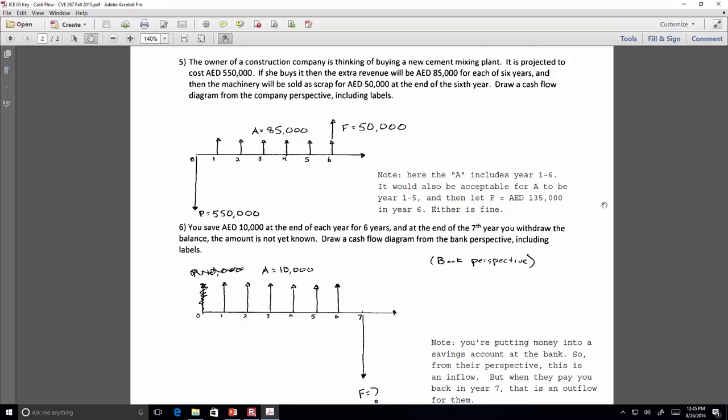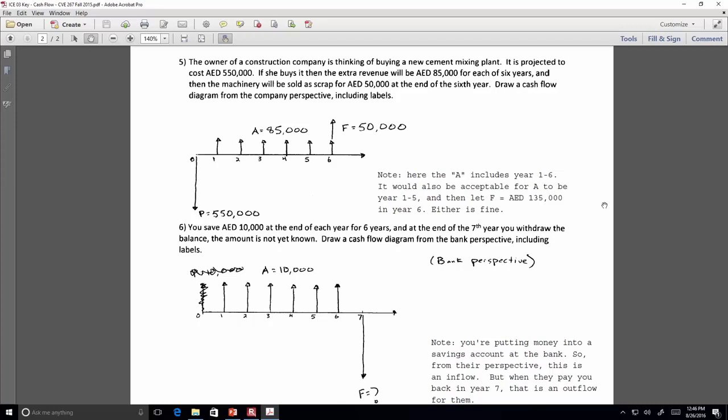The cash flow diagram for number 5, there are actually 2 right answers. One approach is to say that the annual series continues through 6 years. And so it's going to be that same arrow height for years 1 through 6. And then in year 6, there's also a separate future amount of $50,000 on top of the annual series that was already there.